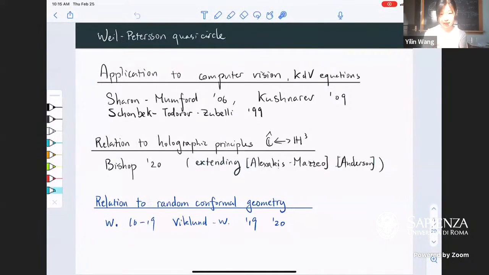So the Riemann sphere has a conformal, sorry, I hear some echo. No? Oh, it's okay. Yeah.